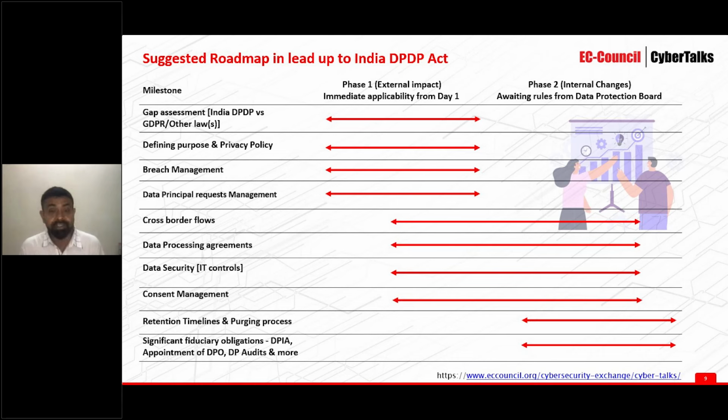It means that on a breach, you would need to complete your obligations of informing all the concerned parties, the data principals, the Data Protection Board, and everyone else. So that's what I mean by external implications. And on the right, you are seeing the internal changes, some part of which awaits the rules from the Data Protection Board. Those can be picked up in due course, in a phased manner. This is a suggested roadmap. It is not cast in stone.